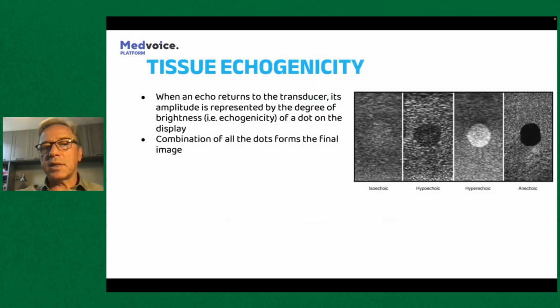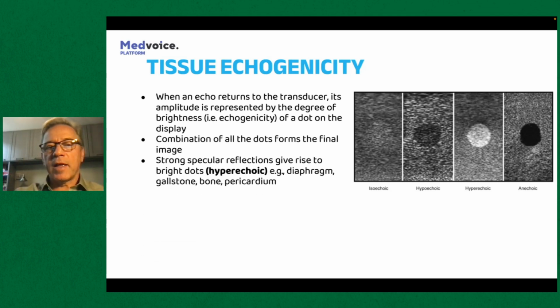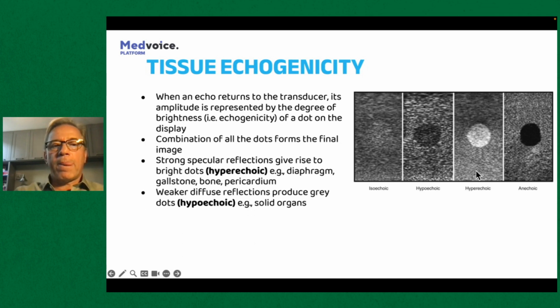Okay, tissue echogenicity. When echo returns to the transducer, its amplitude is represented by the degree of brightness. This is what we call the echogenicity of a dot, and it's the combination of these dots that gives us the final image. Strong tissues like diaphragm, stones, bone, and pericardium will be hyperechoic. This second one is hyperechoic, and this third image is hyperechoic. So it will look white. And the weak signal will be hypoechoic, will be dark.